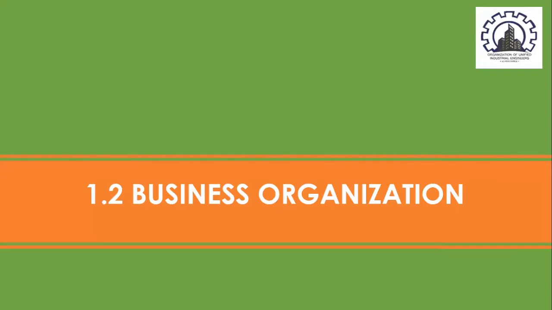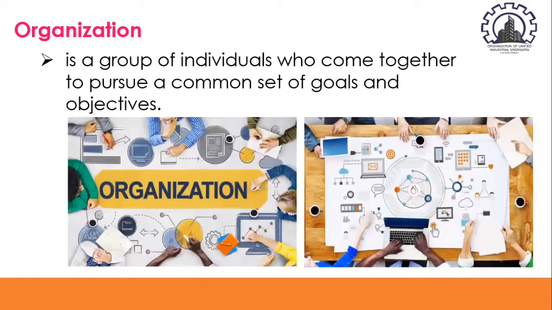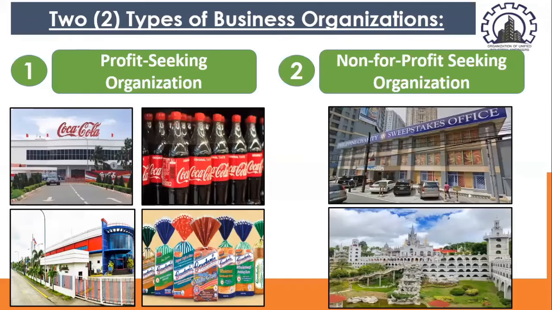Now, the next key area that we're going to be highlighting today is the business organization. An organization is a group of individuals who come together to pursue a common set of goals and objectives. In other words, it is the means used by people to achieve certain objectives. There are two types of business organizations. First, we have a profit-seeking organization, and second, we have a not-for-profit organization.